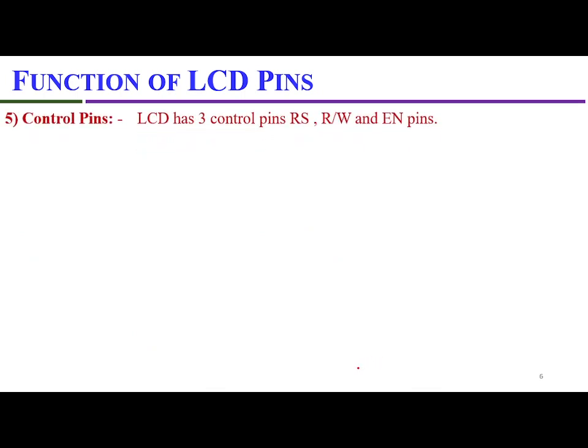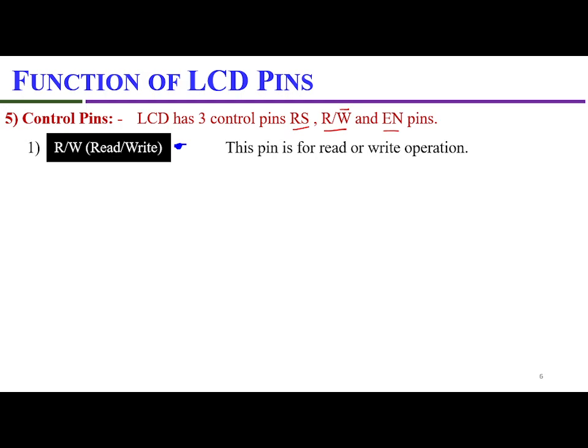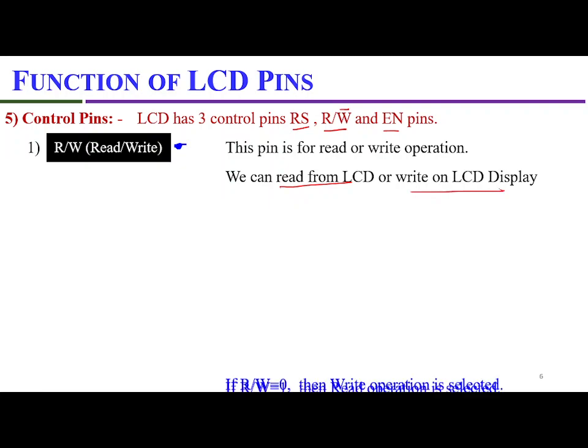Then the control pins are three. They are RS, R/W bar, and EN pin. So we'll see first what is R/W. It is the read write pin. This pin is used to read from the LCD or write onto the LCD. So we can read from the LCD or we can write on the LCD.